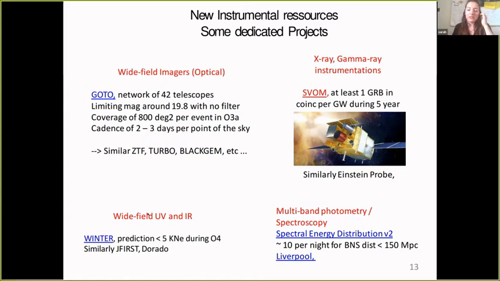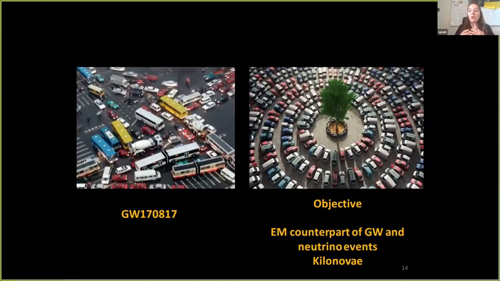There were some attempts in UV, and also the big problem is to classify the many candidates in this gravitational wave search area, and that's why there are some starting projects about low resolution spectroscopy.